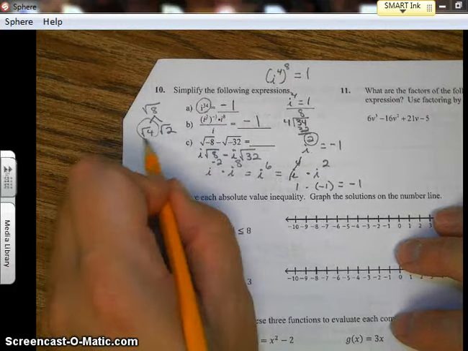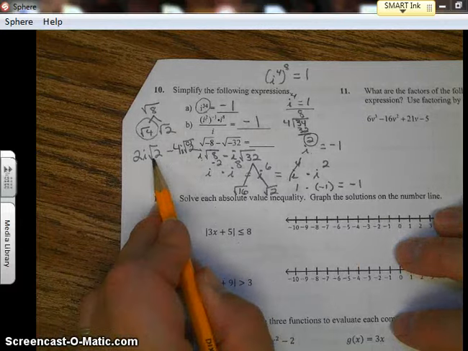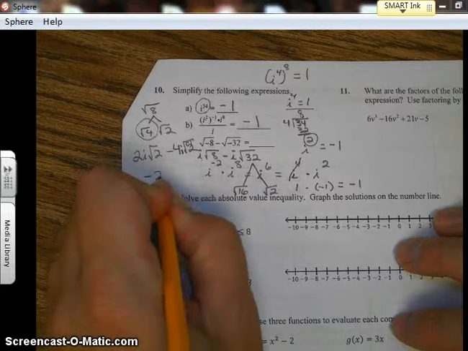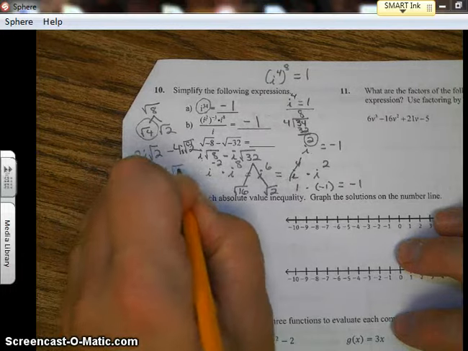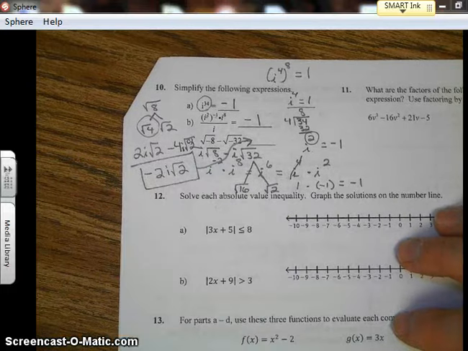Okay, minus, and then the square root of 32 breaks down to 16 and 2. So that's going to be 4i radical 2. Now, we can subtract these because they both have an i and they both have a radical 2. So 2 minus 4 is negative 2i radical 2. And that is your answer.